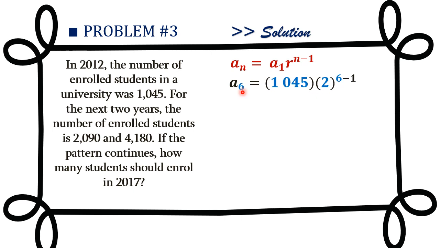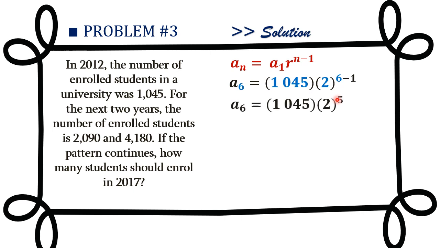We can apply the upper limit minus lower limit plus 1. So we can say 2017 minus 2012 plus 1. It is also 6. It's your choice how you are going to find the value of n based on the problem. Okay, a sub 1 is 1045. Again, our ratio we got a while ago is 2, and our n again is 6.